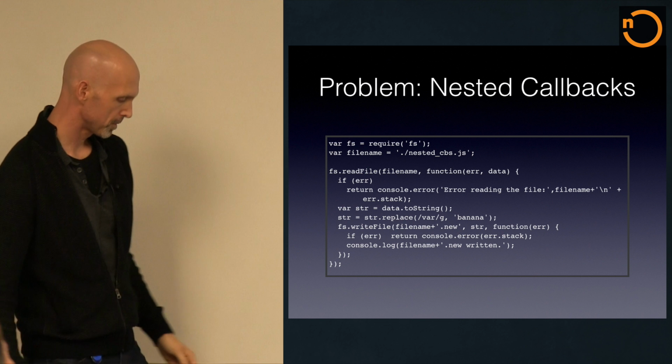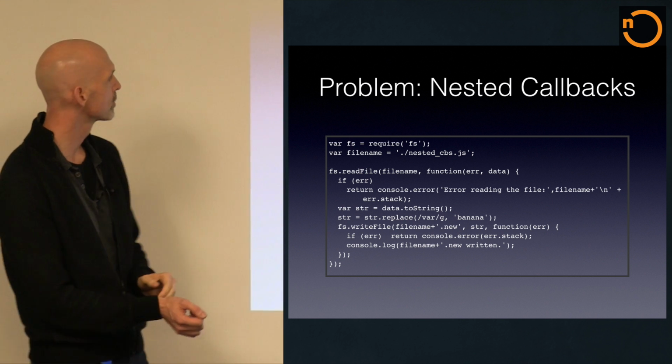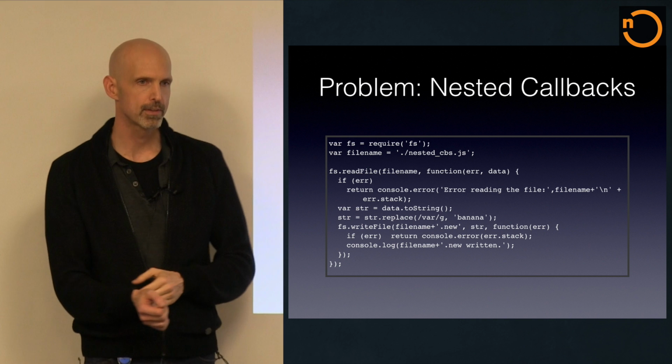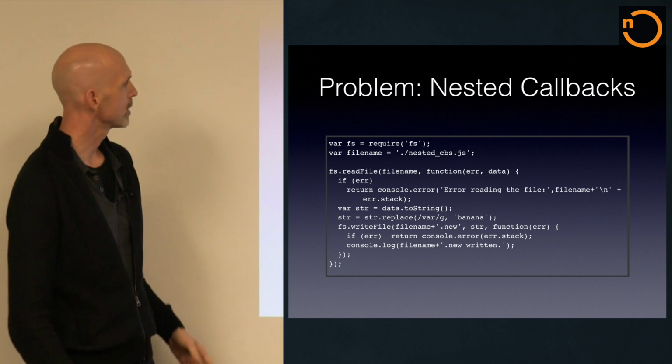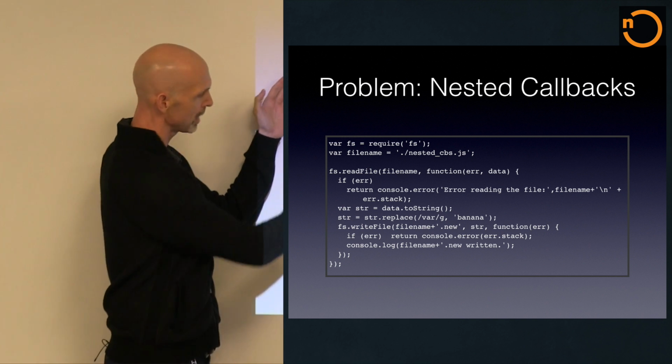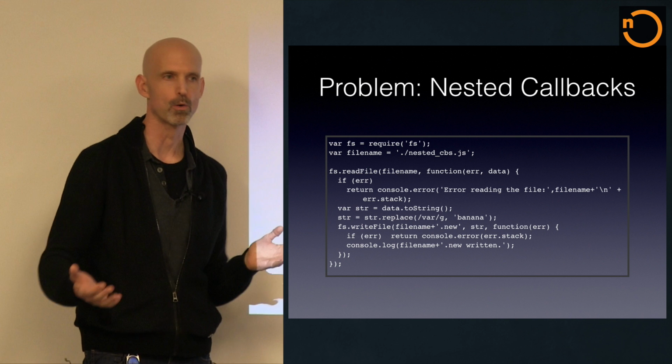So one of the problems a lot of people criticize Node for is the nested callbacks. People will often nest callbacks to do actions in sequence, because if you just try to do these outside the callback, one would happen in the wrong order.